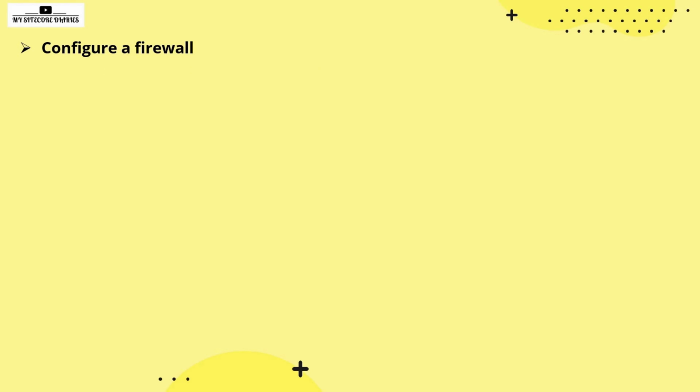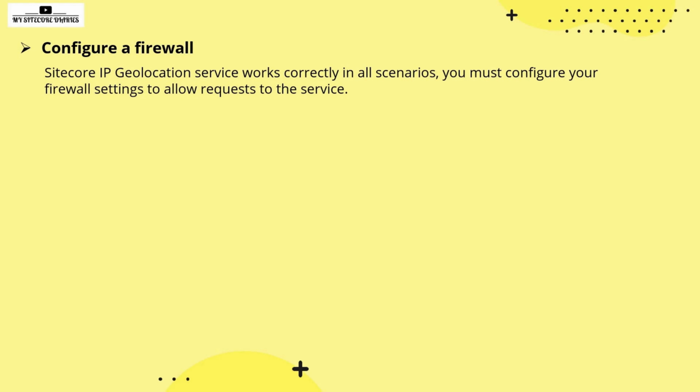After that, these are all the development-level things where you initialize things, but for it to work correctly, there are two things which you have to do. First is to configure a firewall. So that the Sitecore IP Geolocation Service works correctly in all scenarios, you must configure your firewall settings to allow requests to the service.